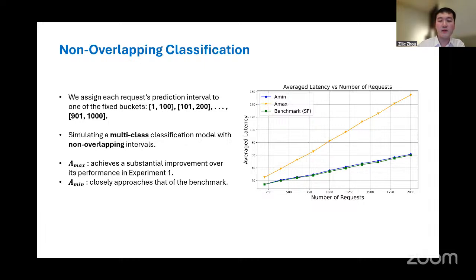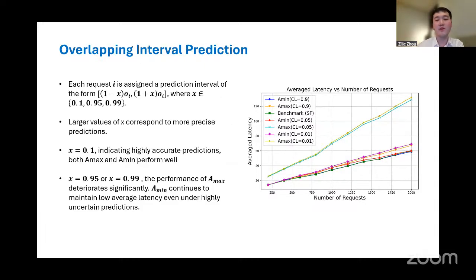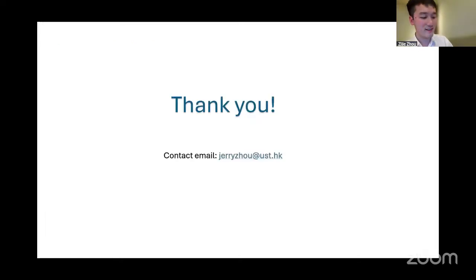And we also consider some other overlapping interval predictions. We can also see all of these Amins have great performance. Therefore, I think this will become a very practical and interesting algorithmic idea to solve these types of questions. I think I spent about 48 minutes, so within the time constraint.